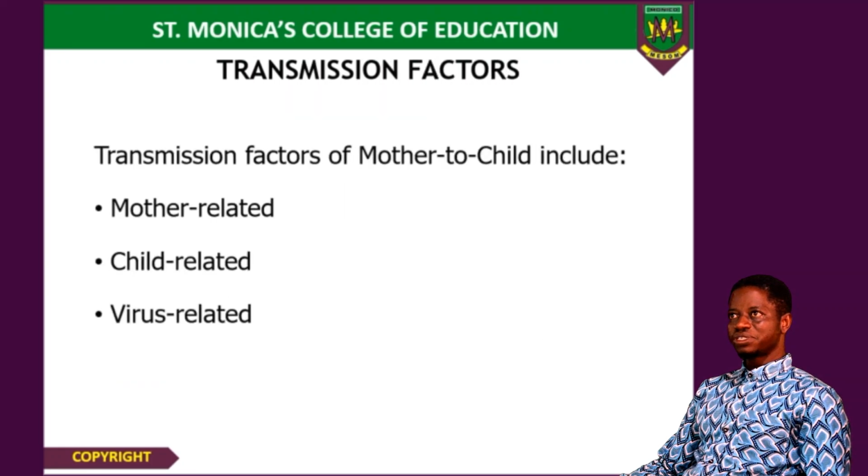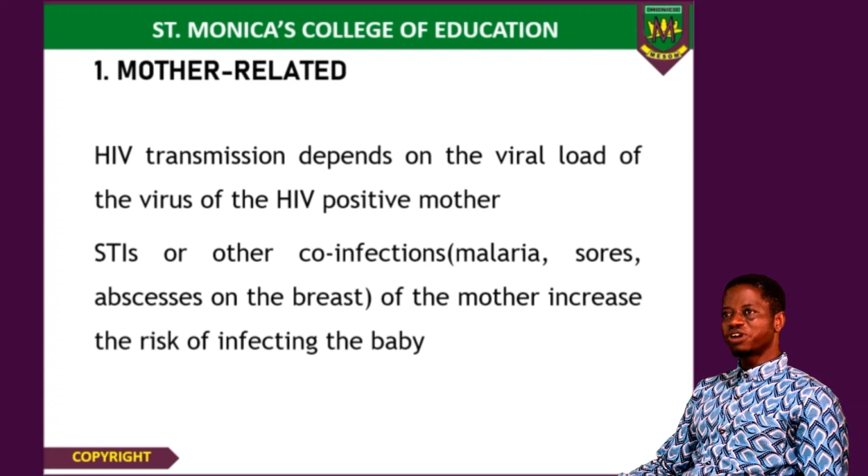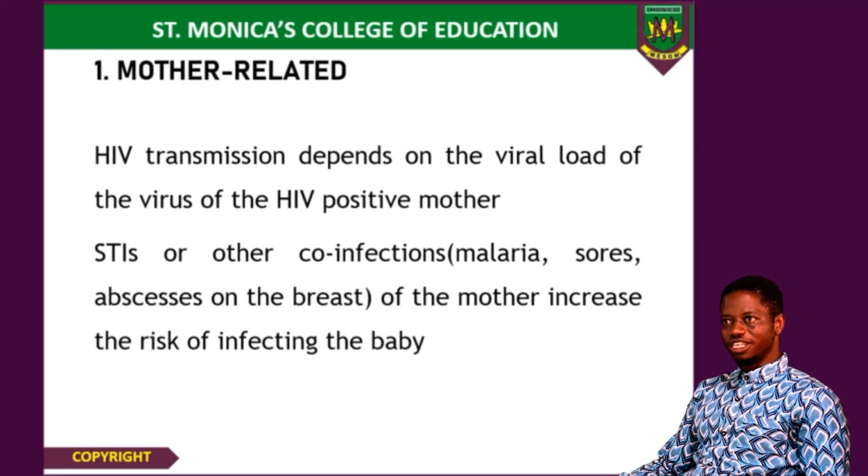Then there are also transmission factors. Transmission factors of mother to child include mother-related factors, child-related factors, and virus-related factors. Let's look at them. Mother-related factor: HIV transmission normally depends on the viral load of the HIV positive mother. When we talk of viral load, we are talking about the amount of HIV in the pregnant woman. So if it is too much, then that woman stands a risk of passing it on to the unborn baby.